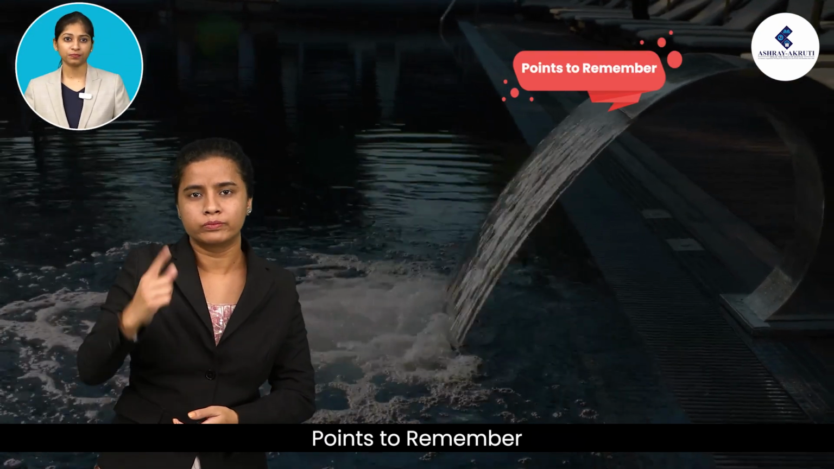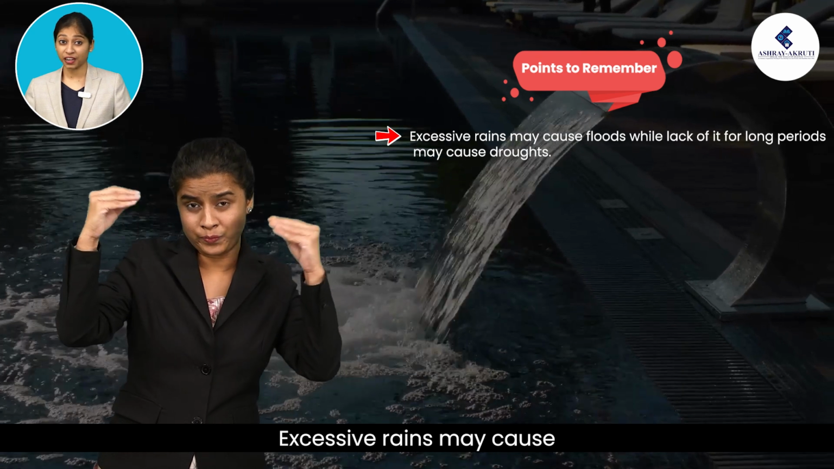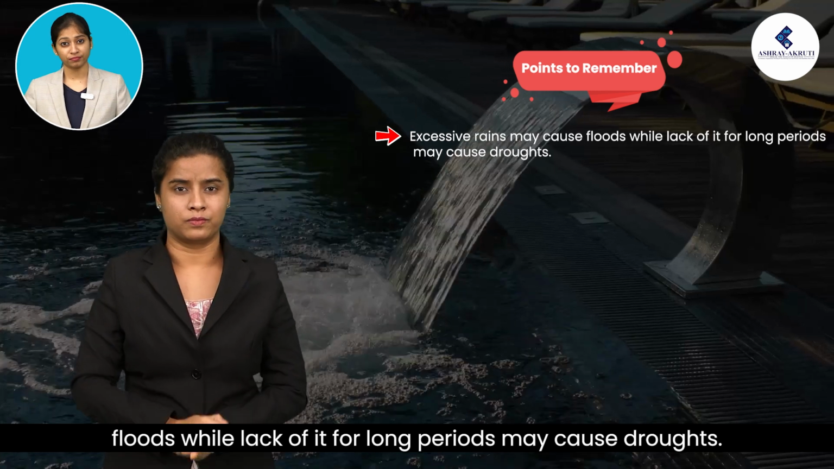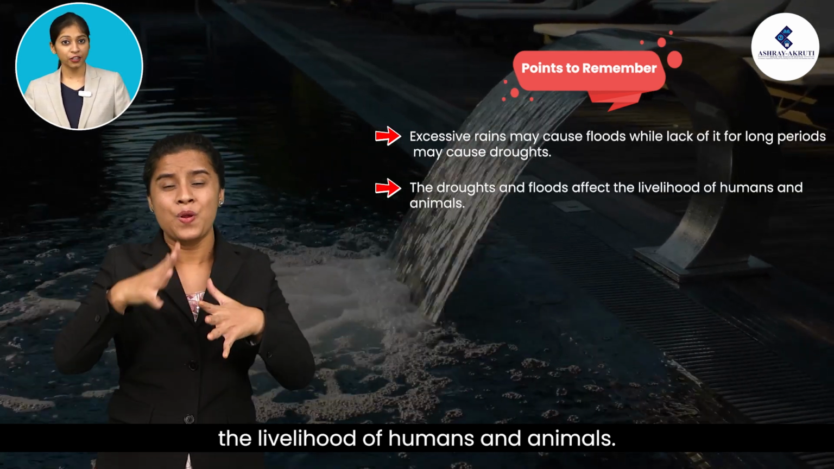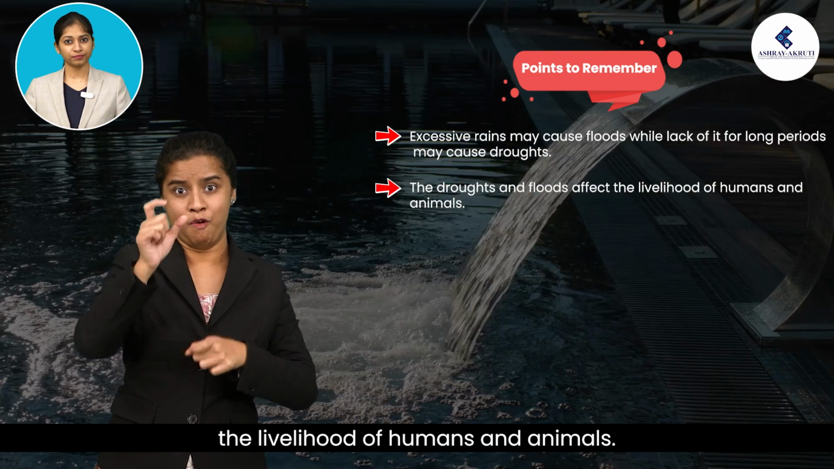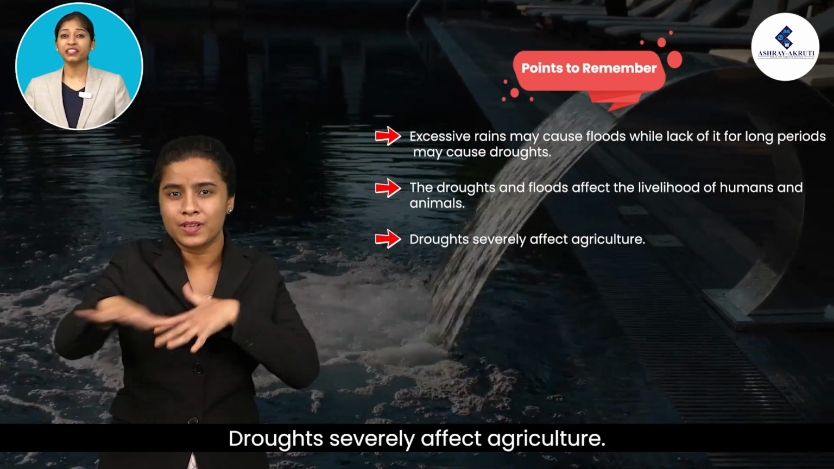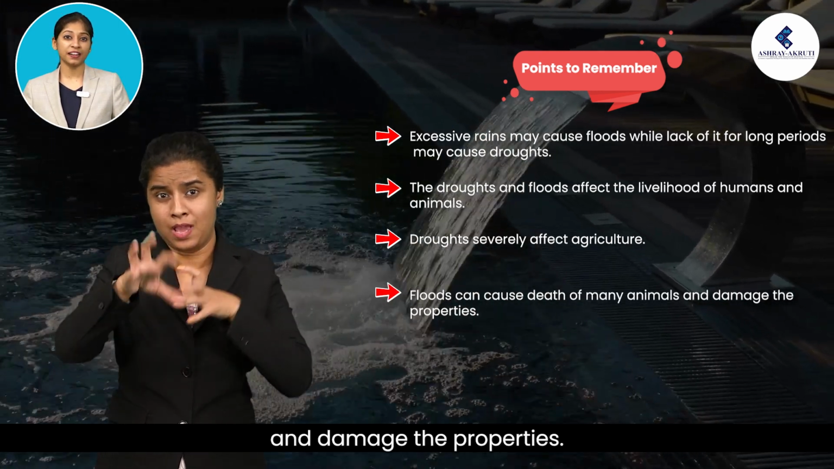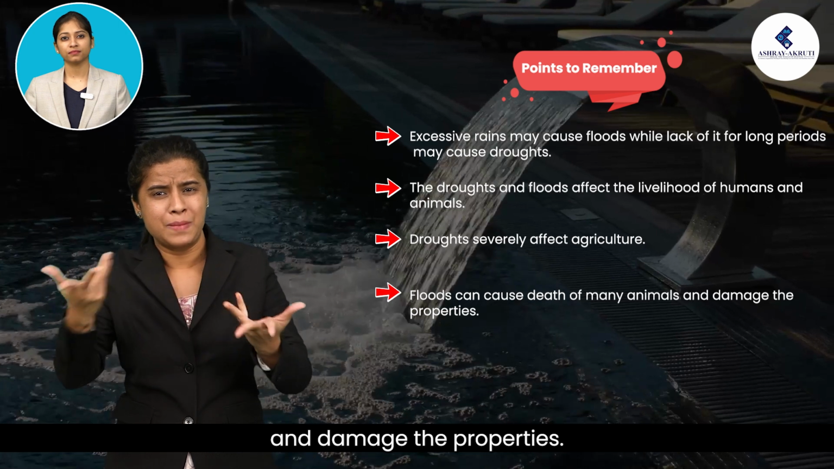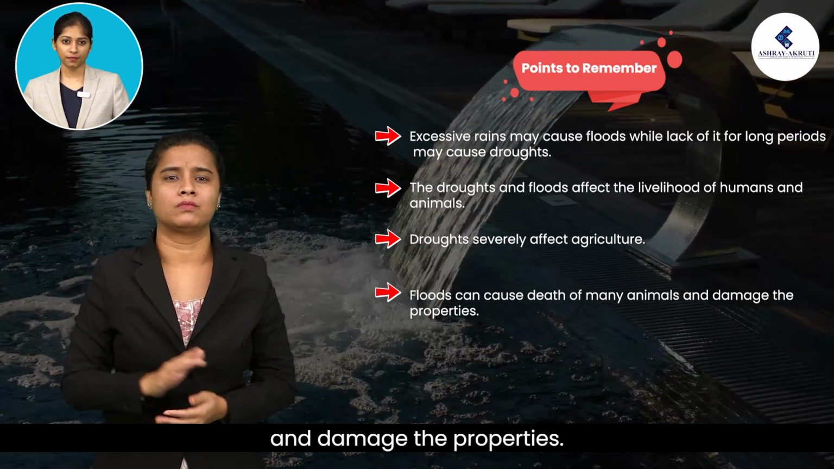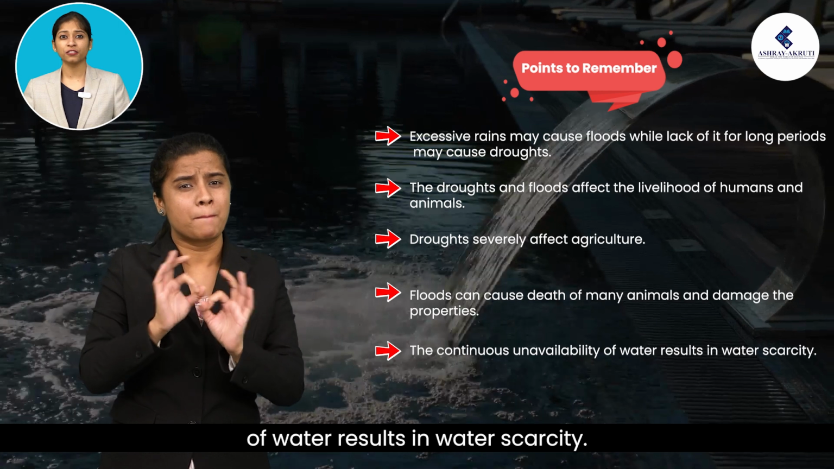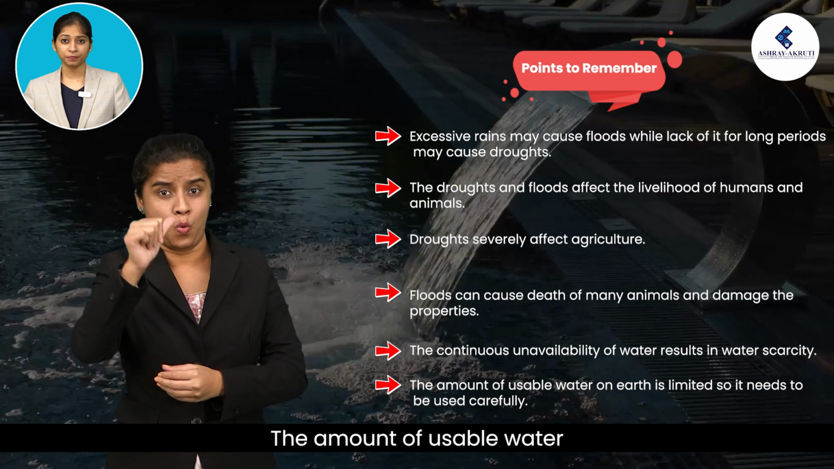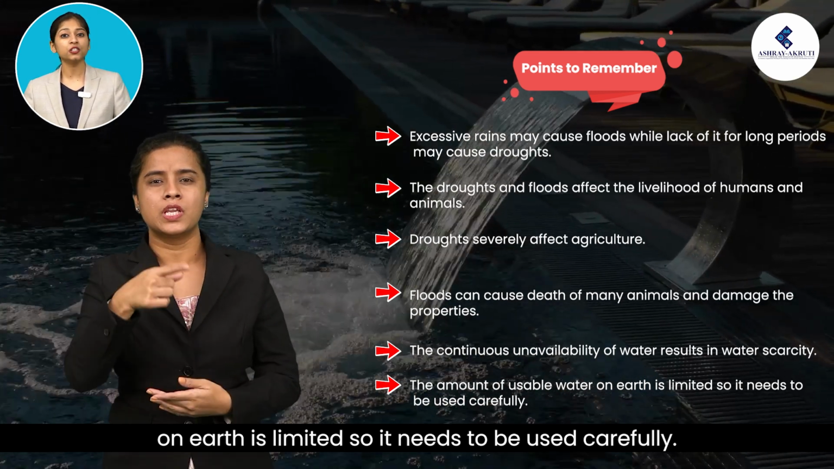Points to remember. Excessive rains may cause floods, while lack of it for long periods may cause droughts. The droughts and floods affect the livelihood of humans and animals. Droughts severely affect agriculture. Floods can cause death of many animals and damage the properties. The continuous unavailability of water results in water scarcity. The amount of usable water on earth is limited, so it needs to be used carefully.